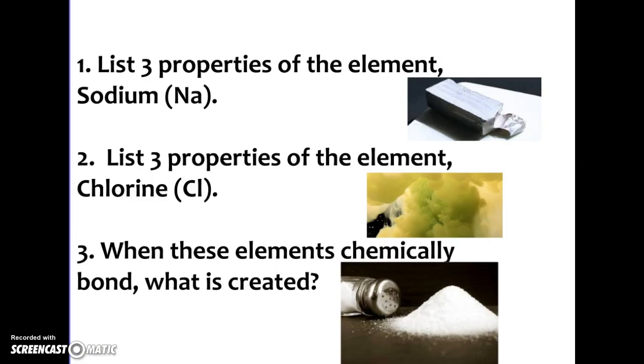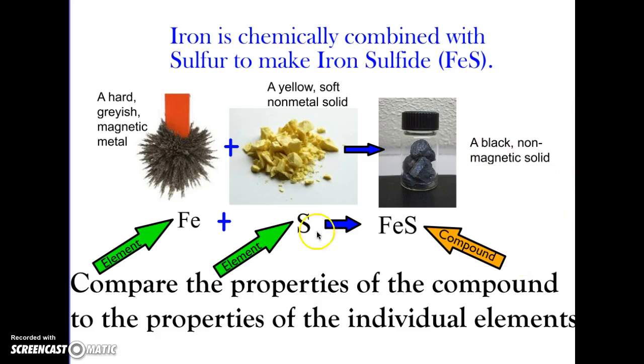Here's another example. What we've talked about before. Sodium is a silver, explosive, reactive, soft metal. Chlorine is a green, poisonous gas, and yet when they chemically combine together, they make table salt, which is something completely different, showing us that the properties of the compound are totally different than the individual elements once they get combined chemically.